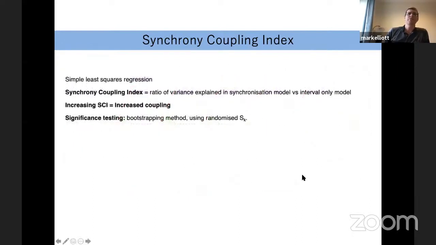What we do then is use a regression to look at the ratio of the variance between that first equation, where we're just using the intervals, compared to the second equation where we've got the asynchronies and the intervals. And the higher that ratio shows a higher increased coupling to that other person in terms of their synchronization. We look at significance just by using a bootstrapping method and randomizing the driving stimulus events.